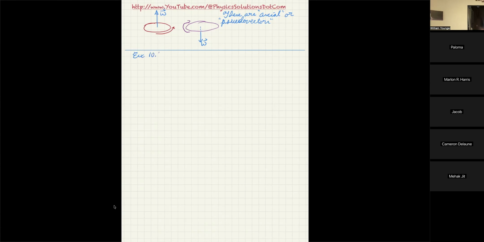Example 10.6 says centrifuge acceleration. A centrifuge rotor is accelerated for 30 seconds from rest to 20,000 RPM, which is revolutions per minute. A, what is the average angular acceleration in radians per second per second? And B, through how many revolutions has the centrifuge rotor turned during its acceleration period, assuming constant angular acceleration?